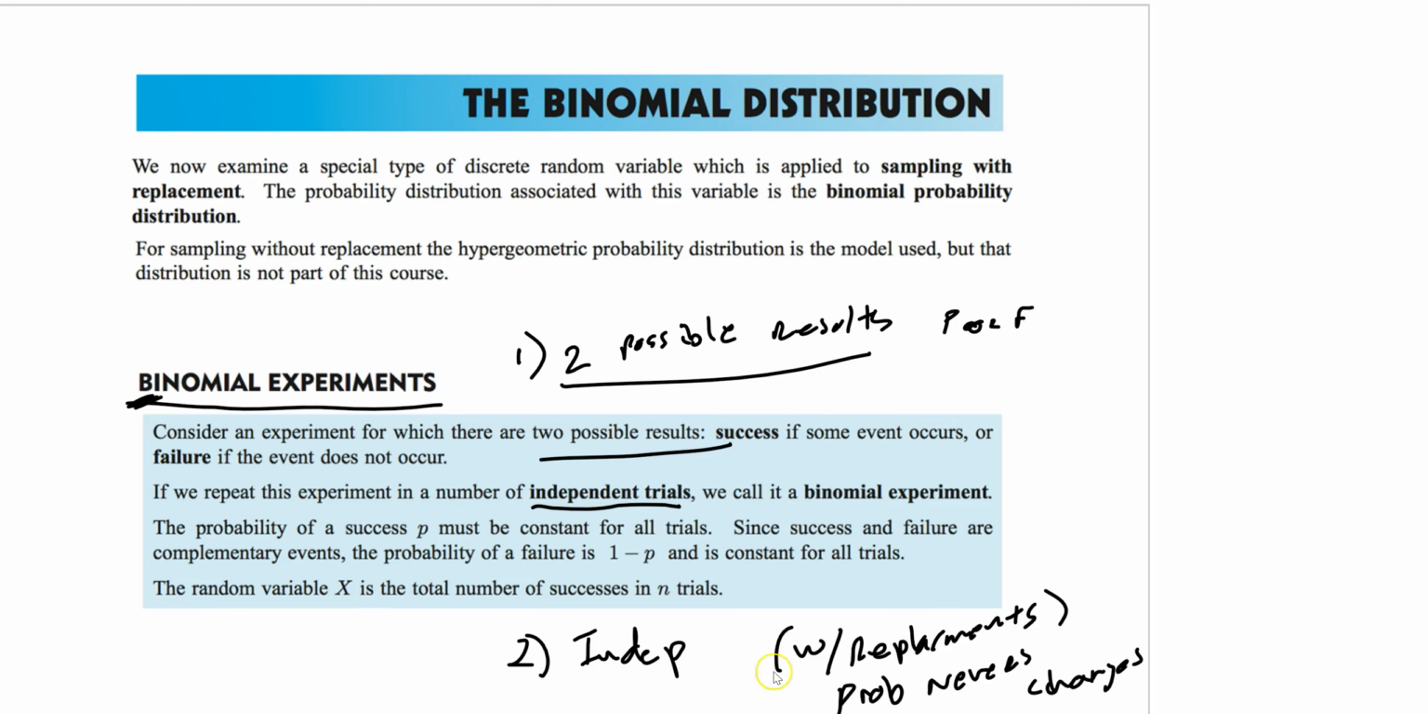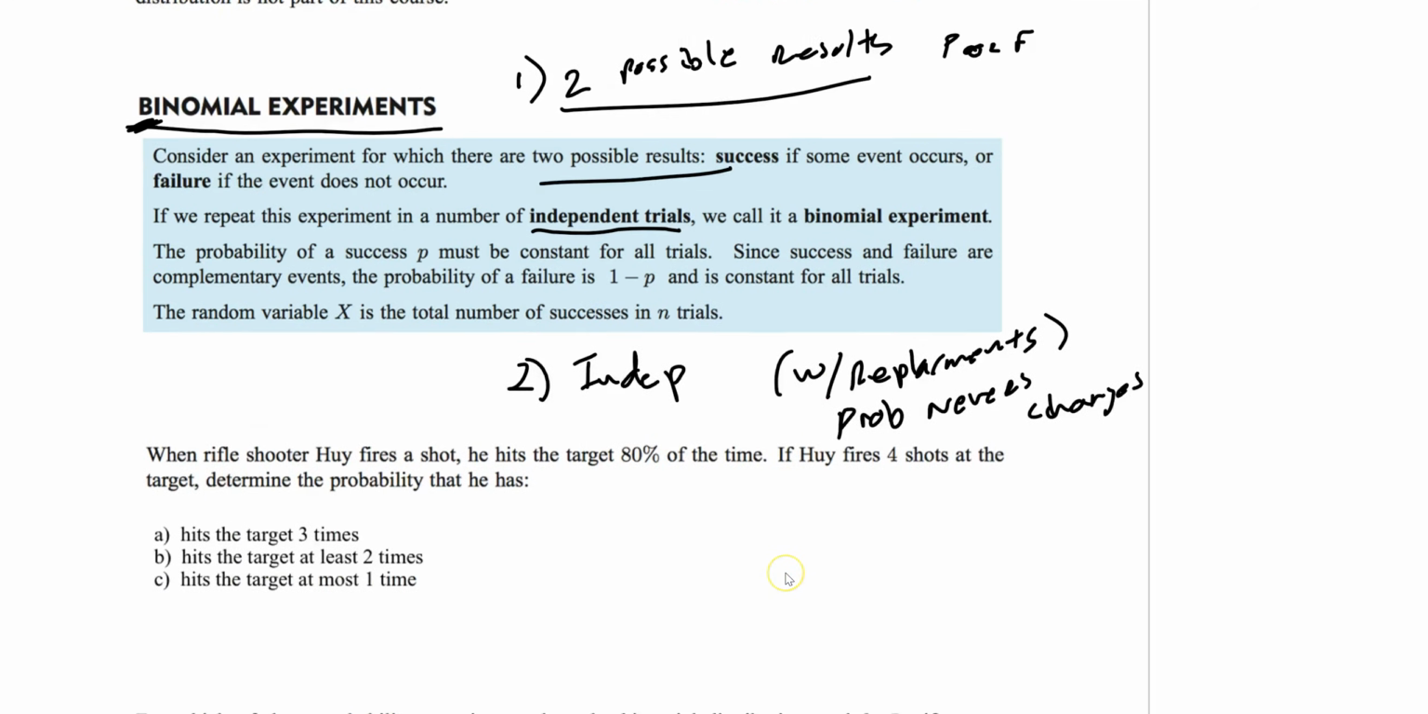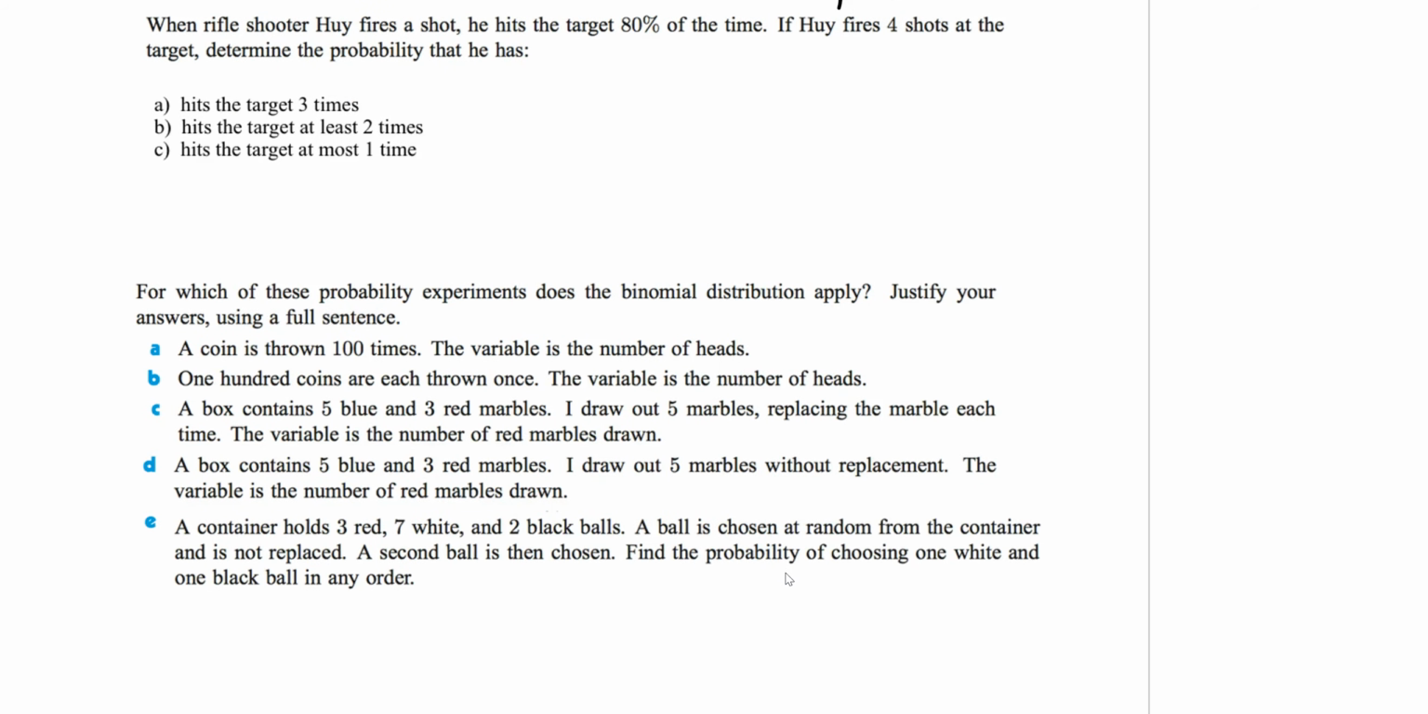This means the first step is being able to identify a binomial distribution problem. I think they're pretty easy to tell. Here's a good example of one you're going to see a lot. When a rifle shooter Huey fires a shot, he hits the target 80% of the time. If he fires 4 shots at the target, determine the probability that he has hit the target 3 times. Sometimes you might see exactly 3 times. It's a dead giveaway of binomial.